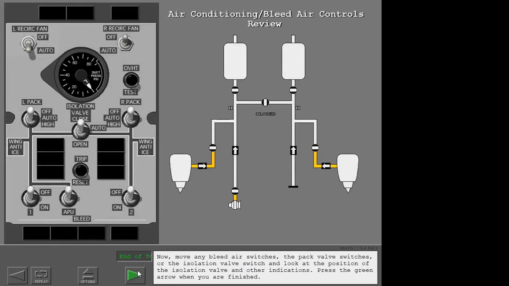Now move any bleed air switches, the pack valve switches, or the isolation valve switch and look at the position of the isolation valve and other indications. Press the green arrow when you are finished.